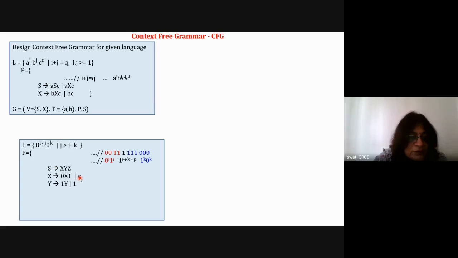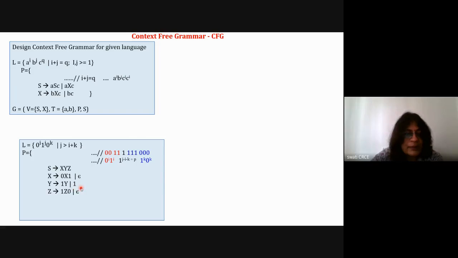Then for y, 1 raised to p. So y is equal to 1y or 1. And then z will be equal to 1z0. Z will be 1, Z0, and to stop the recursion, it will be epsilon.